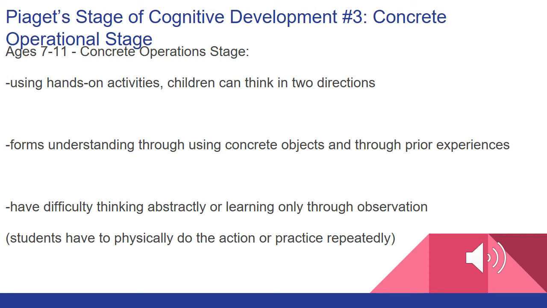They also form, as we kind of mentioned earlier, new understandings primarily through using concrete objects and through direct personal experience. And they form that new knowledge based on connecting it to their previous knowledge, their previous schema. However, even though students are able to think in 2 ways, they're able to think forwards and backwards, so they can do an action and then reverse the action or undo the action, they still have trouble thinking abstractly. They have to have directly experienced or observed the object to truly understand it.